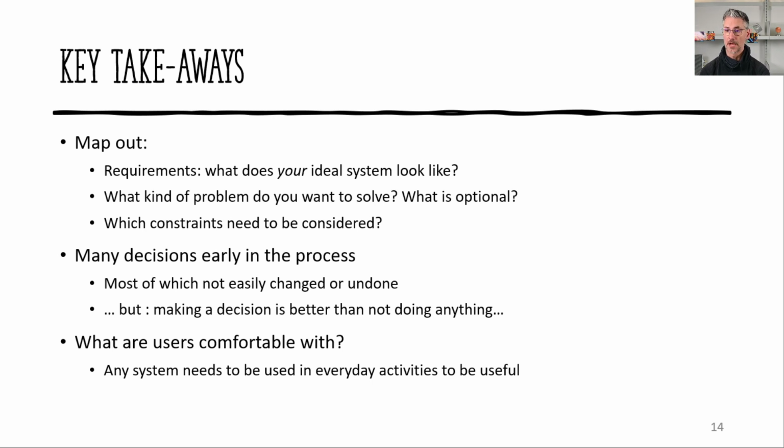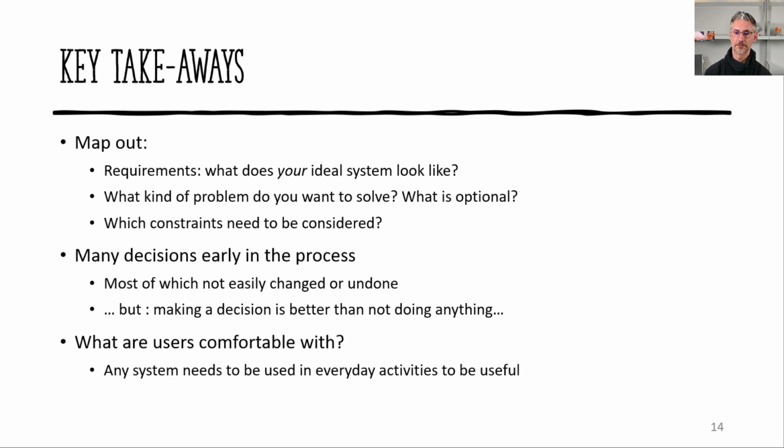So map out the requirements. What does your ideal system look like? What kind of problems do you want to solve? What's optional? Which constraints do you need to consider? Many decisions need to be made very early in the process. Unfortunately, a number of them are very fundamental and difficult to change later. But don't get paralyzed. You need to make a decision, and making a decision is better than not doing anything.